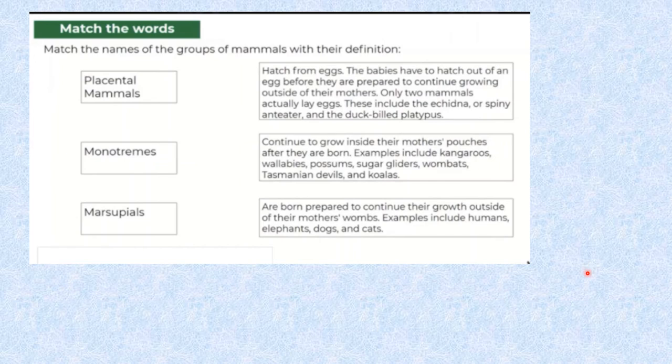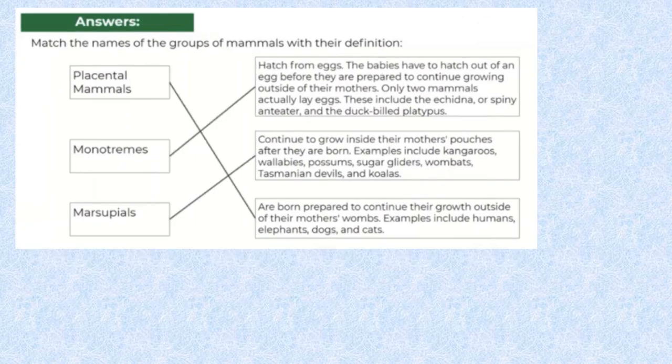Okay, very quick activity for you. Just pause the video and see if you can match the type of mammal to its definition. So pause now and see if you can do that. Did you get it right? Here they are. The placental mammals were the ones born prepared to continue the growth outside of their mother's wombs. The monotremes hatch from eggs, and the marsupials continue to grow inside their mother's pouches.